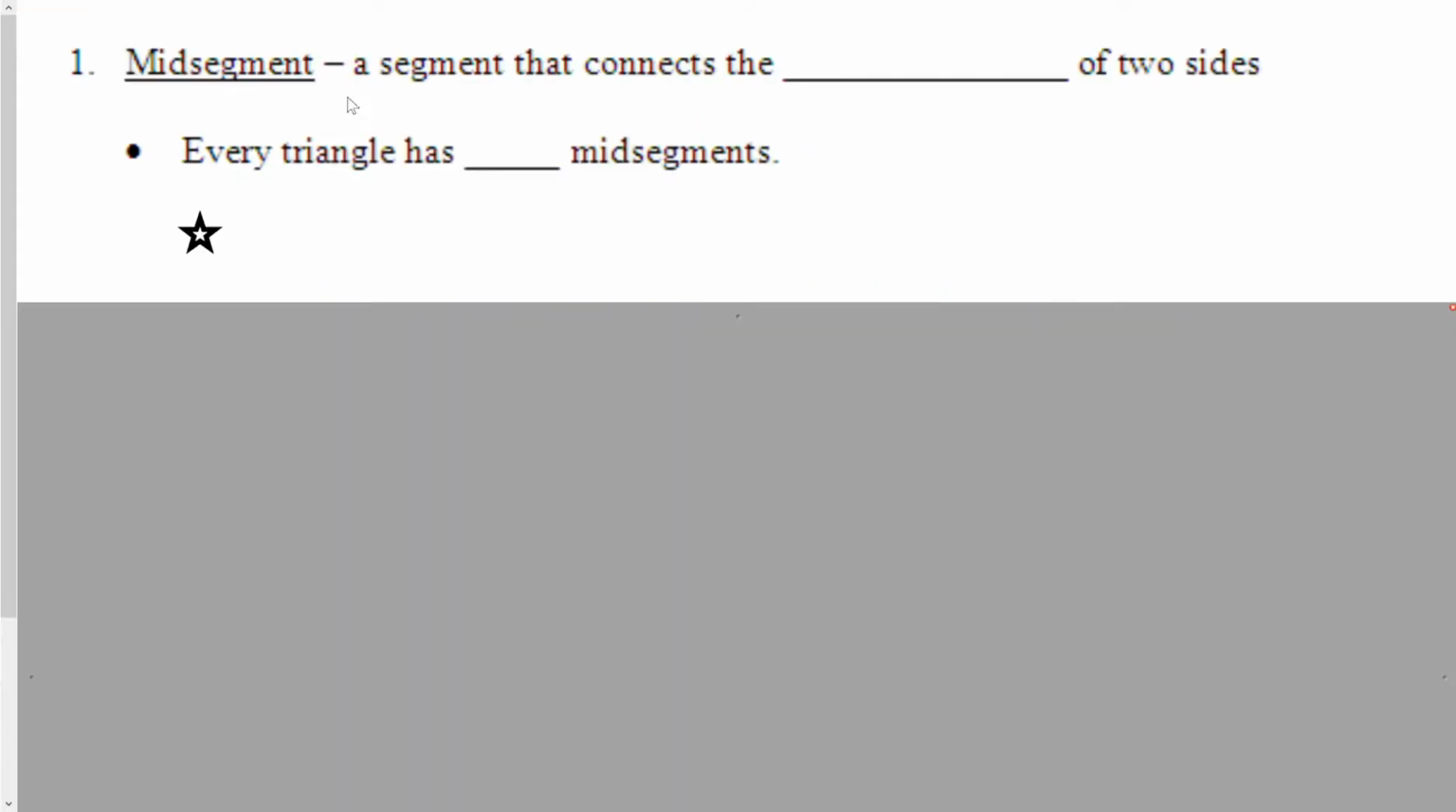So a midsegment, now this is the general definition for a midsegment, not specific to a triangle. A midsegment in any shape is a segment that connects the midpoints of two sides. So within every triangle, there are going to be 3 midsegments.